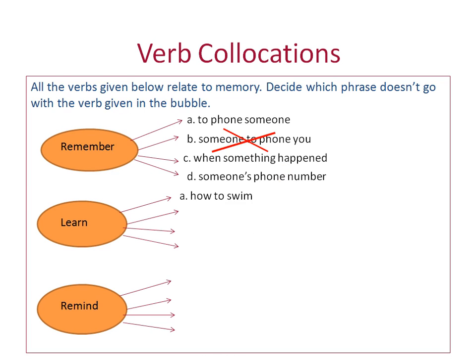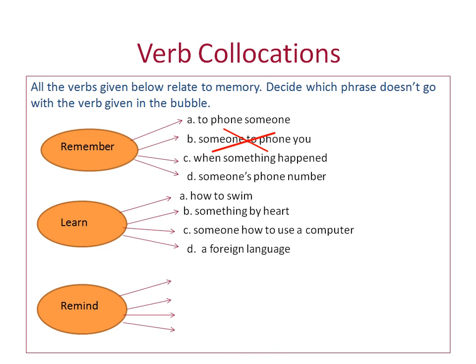Let's move to the second verb, which is the verb learn. يتعلم. The first phrase, how to swim. Then, something by heart. The third phrase, someone how to use a computer. The last phrase, a foreign language, لغة أجنبية. Which phrase is wrong? It is the third phrase. Learn someone how to use a computer. This is not acceptable. Let's change the verb learn and use the verb teach.